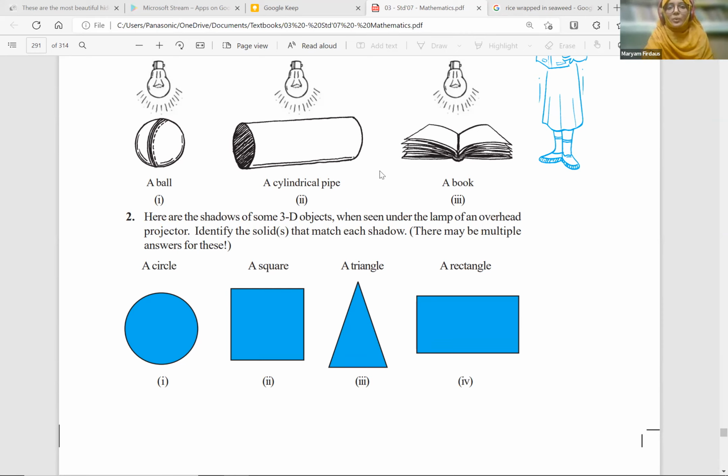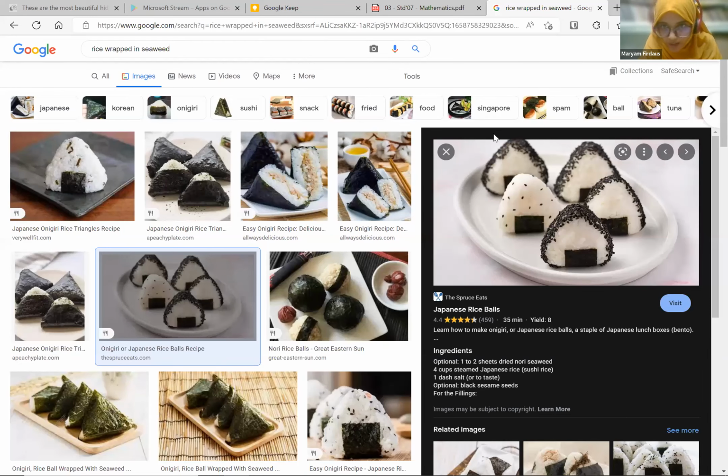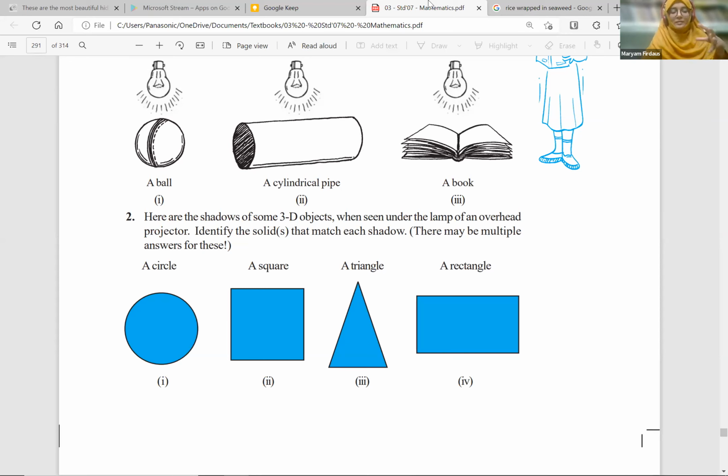So, my question was, what is that shape? Rice wrapped in seaweed. Triangular shape. First of all, let's see what it's called. Okay, Japanese rice balls. It's called onigiri. So that onigiri, is it a 3D object or a 2D object? Is it flat or is it solid? It is a 3D object, right? Because it's not flat like a shadow, not flat like a sheet of paper. So it's a 3D object.